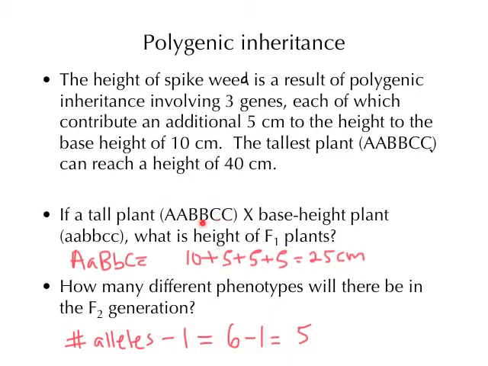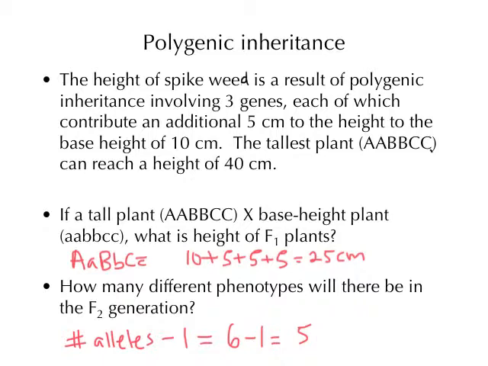So we say if a tall plant and a base height plant, the shortest plant at 10 centimeters, are crossed, what's the height of the F1s? So we know that when we get complete homozygous dominant and complete homozygous recessive, that means that we get complete trihybrids here. And for each of these, we have to start with a base of 10, and then any dominant allele we have adds 5 more centimeters. So we have 1, 2, 3. So we add on 5 3 times, and that gives us 25 centimeters total. So a tall plant and a short plant are going to result in 25 centimeter plants.